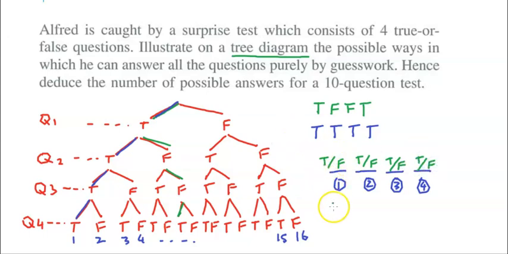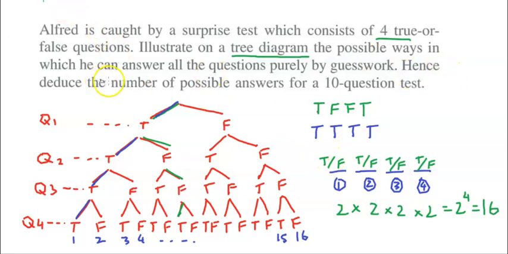For each of the 2 choices for position number 1, we have 2 choices for position number 2. And for each of those 2 times 2 choices for positions 1 and 2, we have another 2 choices for position number 3. And for each of those 2 times 2 times 2 choices for positions 1, 2, and 3, we have another 2 choices for our final position. So that's going to give us 2 to the power of 4 equals 16 different choices of answers to these 4 true or false questions in total.